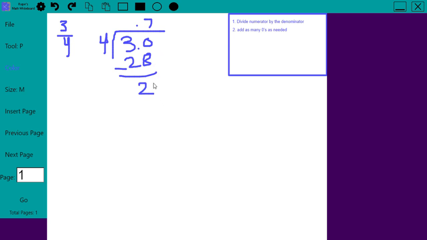And I could solve this further since I have a remainder. I'm going to add another 0 and bring it down. Alright, 4 goes into 20 5 times. 4 times 5 is 20. Subtract, and I get no remainder. So this is my answer: 75 hundredths, or 0.75. Let's try another one.